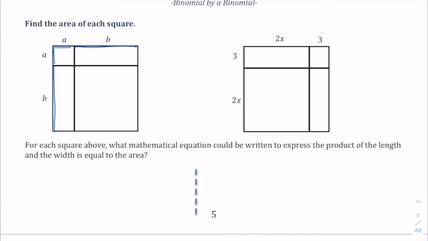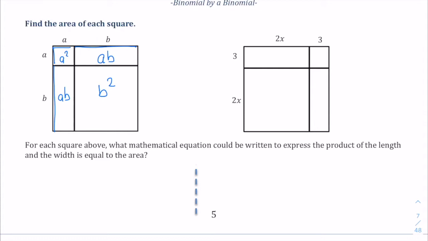So for this little square in the top left corner, A times A is A squared. For this piece to its right, we have A times B, or AB. Down below A squared, we have, again, A times B. You could write it as BA, but I'll keep it as AB so it looks similar to the other term that we have as well. And then the big square down here is B times B, or B squared.